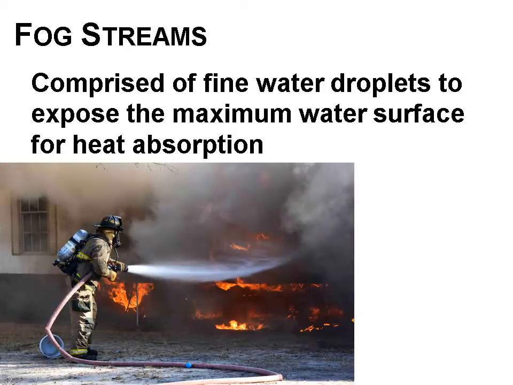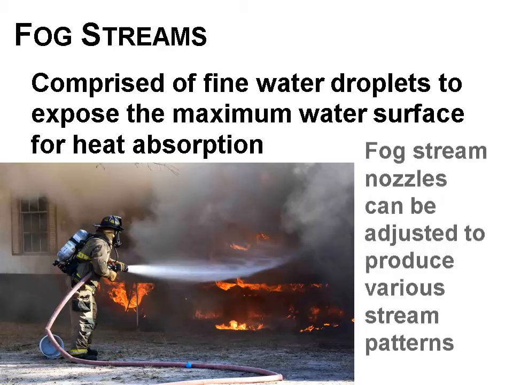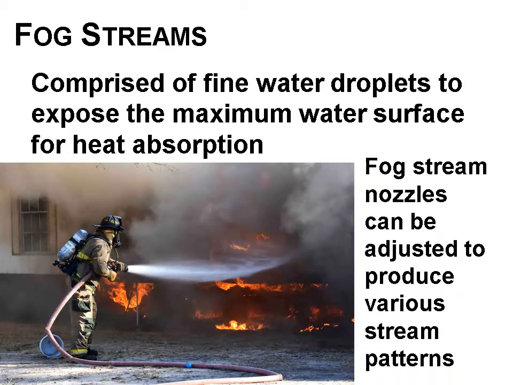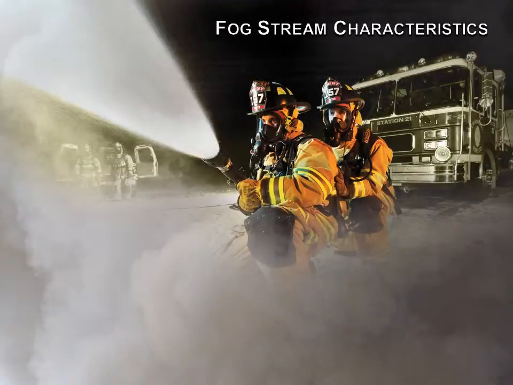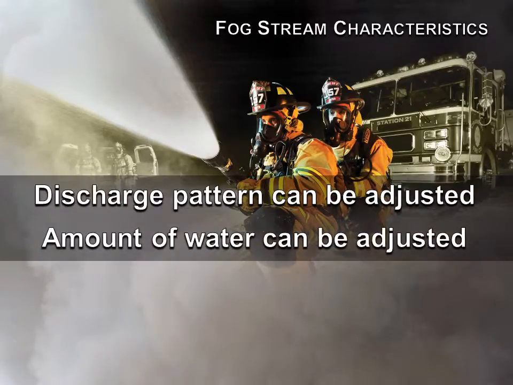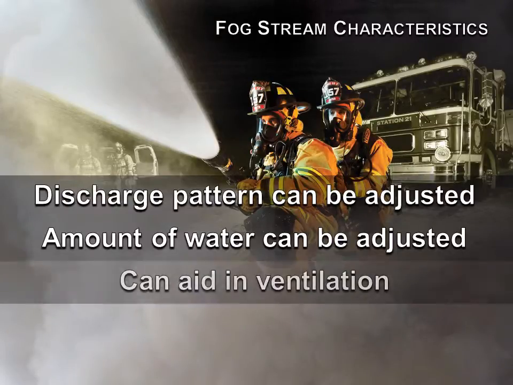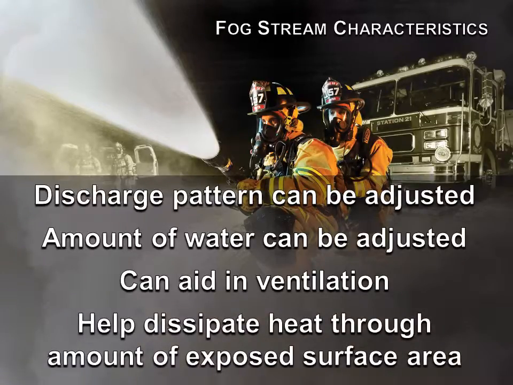Fog streams are comprised of fine water droplets to expose the maximum water surface for heat absorption. Fog stream nozzles can be adjusted to produce various stream patterns. Fog stream characteristics: the discharge pattern can be adjusted, the amount of water can be adjusted, it can aid in ventilation, and it helps dissipate heat through the amount of exposed surface area for heat absorption. It does not have the reach or penetration power of a solid stream.